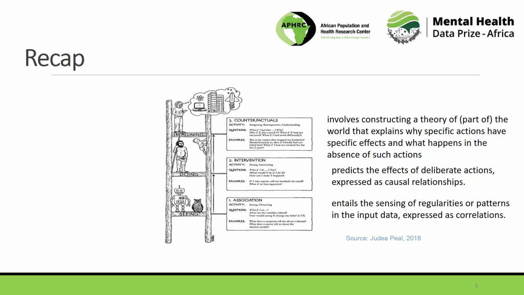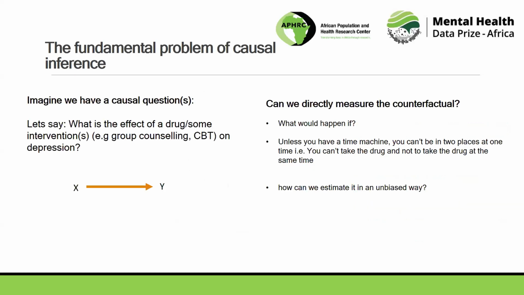That's called counterfactual thinking, or counterfactual understanding, or imagining about the phenomena of interest. Imagine we have some questions like, what is the effect of a drug or intervention? For example, in the case of mental health, we want to estimate the effect of group counseling on reducing depression, or the effect of some drug on reducing depression.